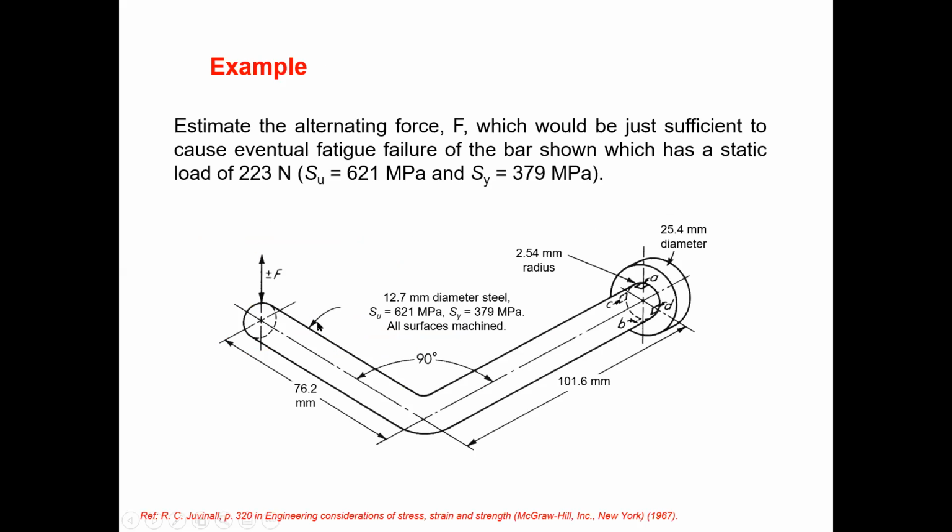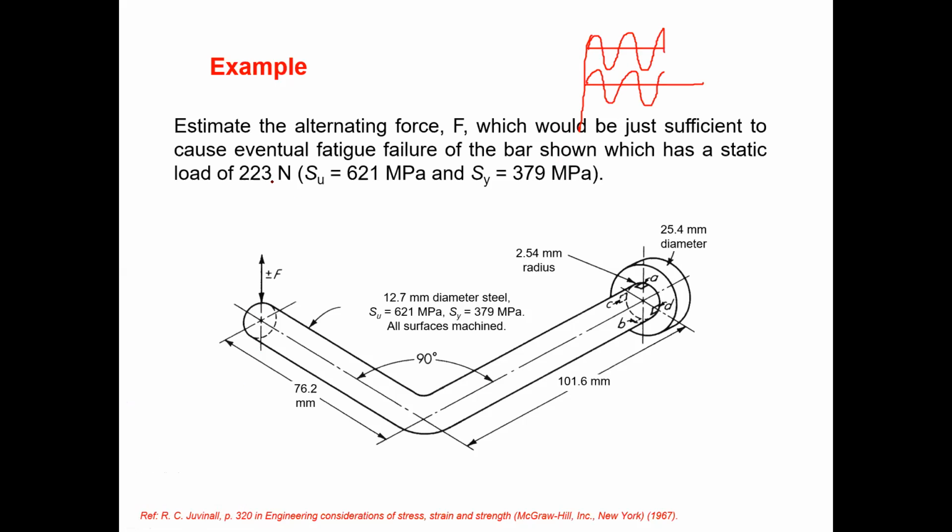So you have the same example here. Estimate the alternating force F, which would be just sufficient to cause eventual fatigue failure of the bar shown, which has a static load of 223 Newton. That means here a constant load of 223 also applies. So with this F load they will apply a 223 constant load as well. All the time there is a constant load applied. Earlier it was fully reversed like this, now it is shifted upward like this.